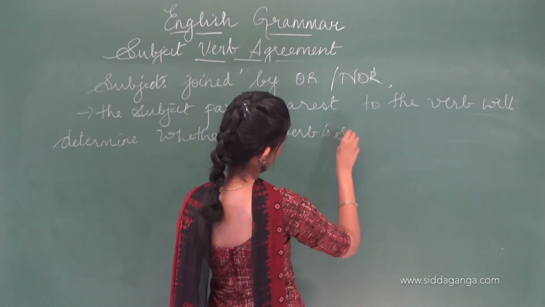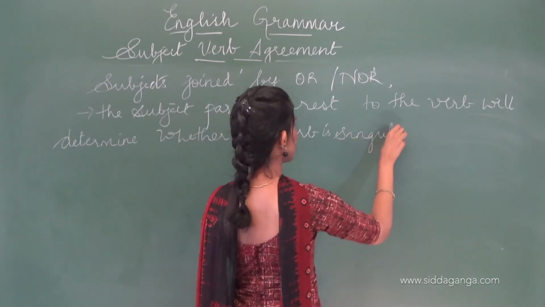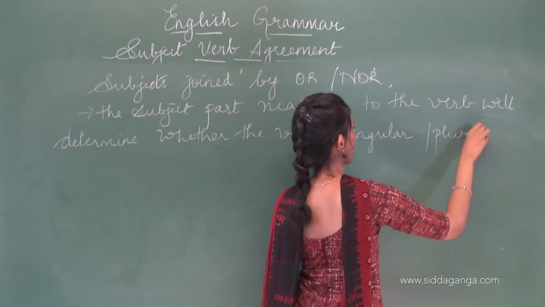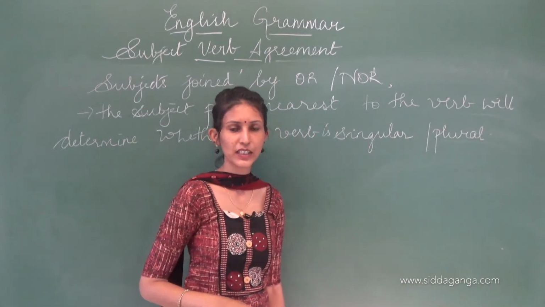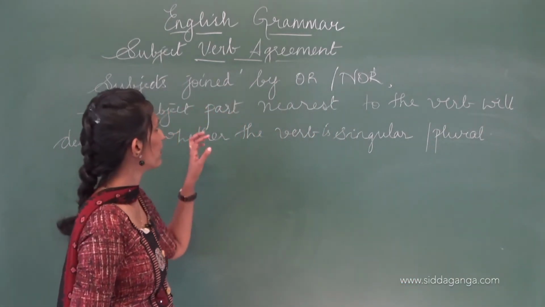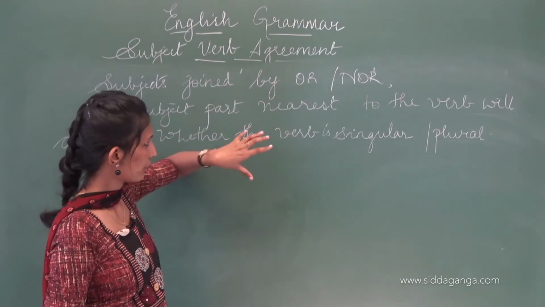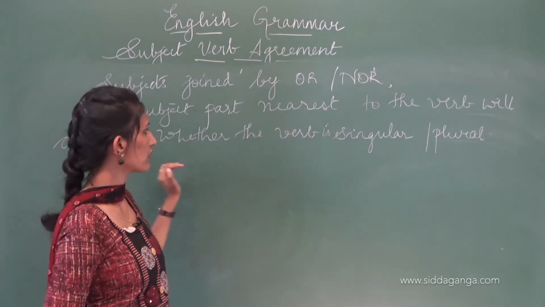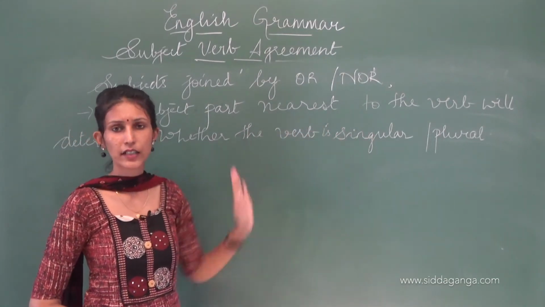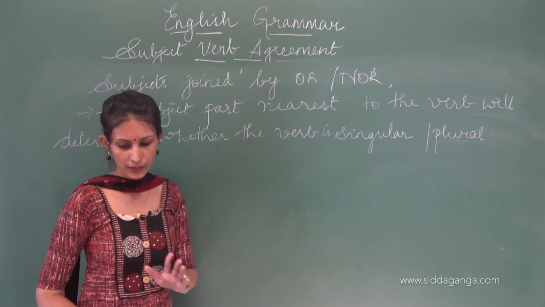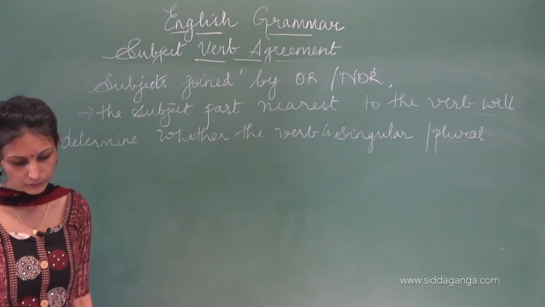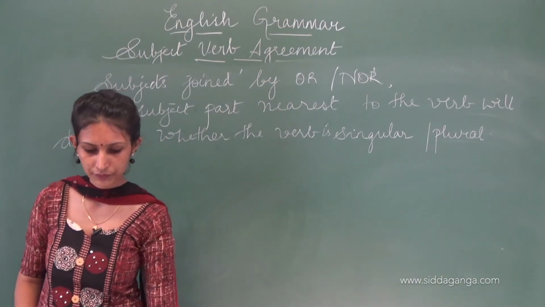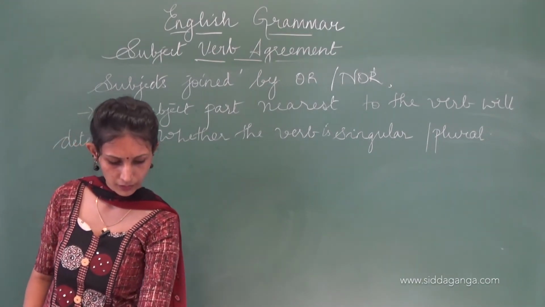Is singular or plural. Okay, I am concentrating now. When it is joined by or, nor, what is it? The subject part nearest to the verb will decide whether the verb is singular or plural. Now example like this. Okay. Just a second.